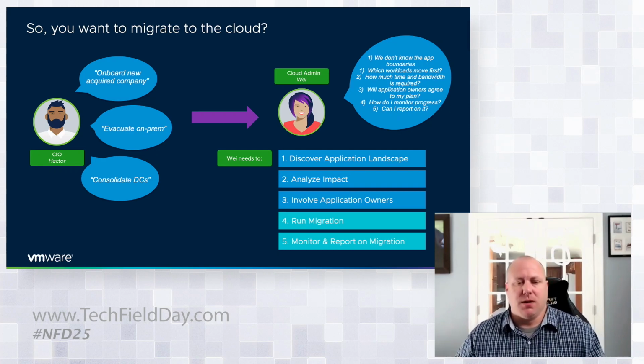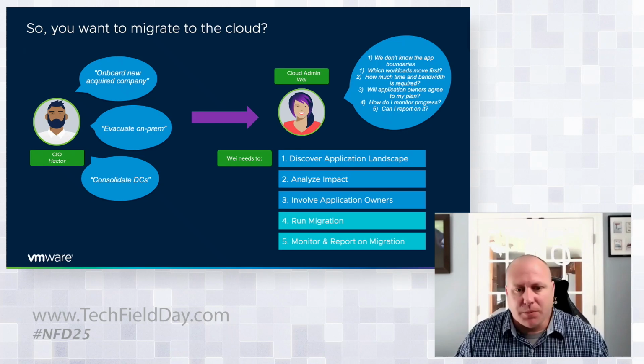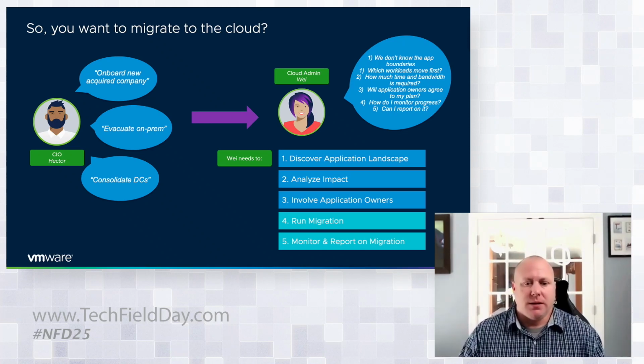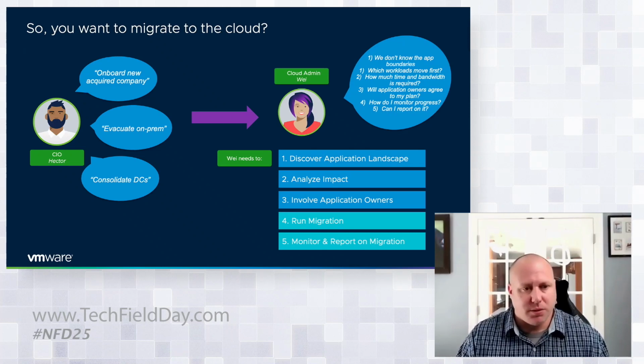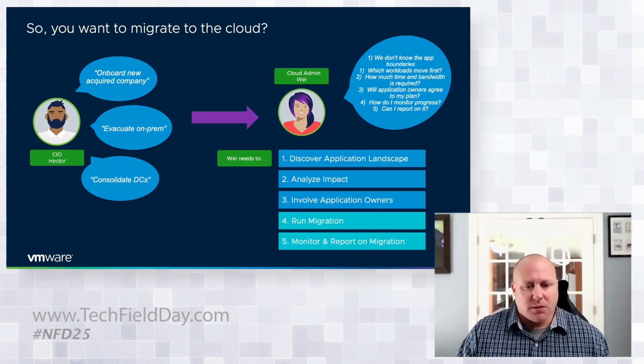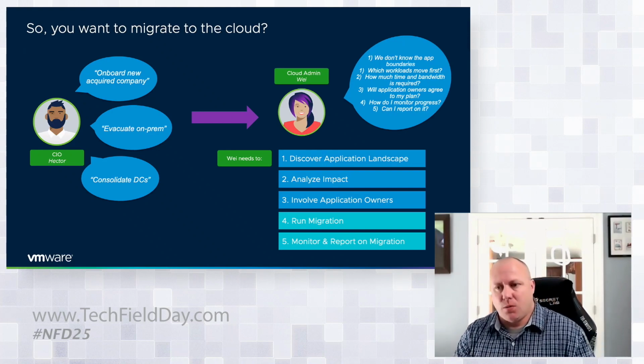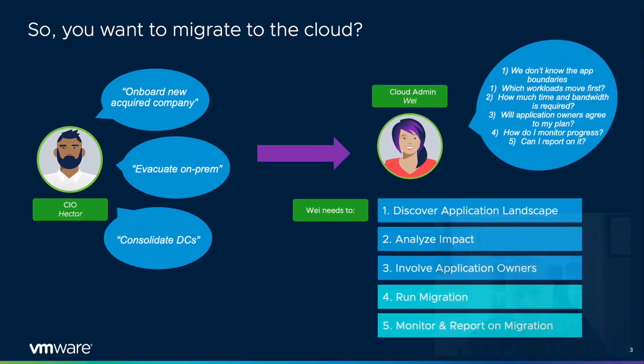As you know, with data centers being very large, with many applications, it's not something that's just going to happen overnight or within a week. It could take months, and we want to monitor the performance because those applications may be running in a hybrid state for a period of time before they're completely migrated. And then being able to generate reports and so on. So we're going to look at how we can discover the application landscape, analyze impact, involve application owners, run the actual migration, and then monitor and report on that migration.